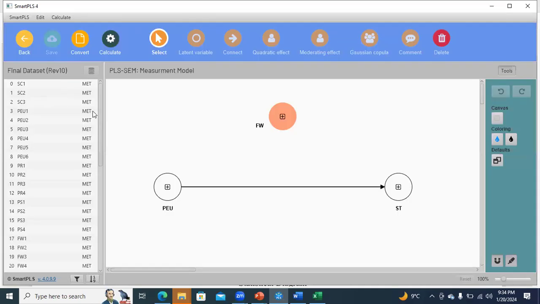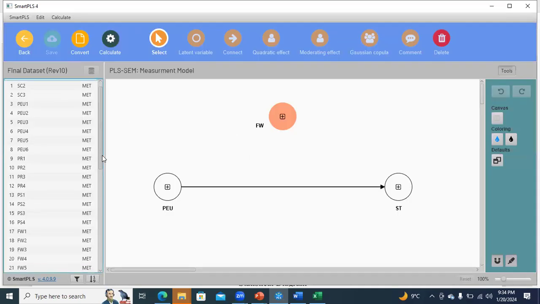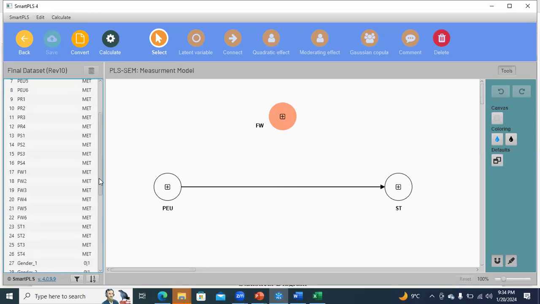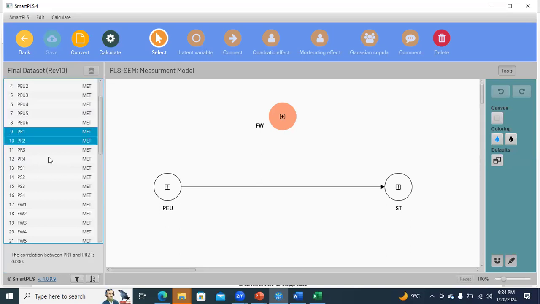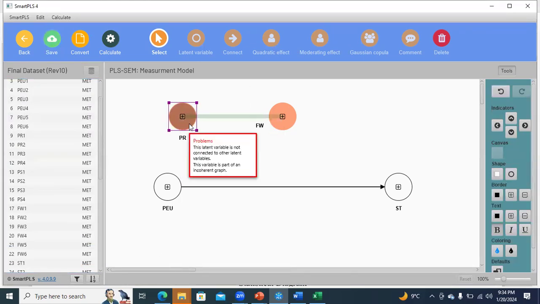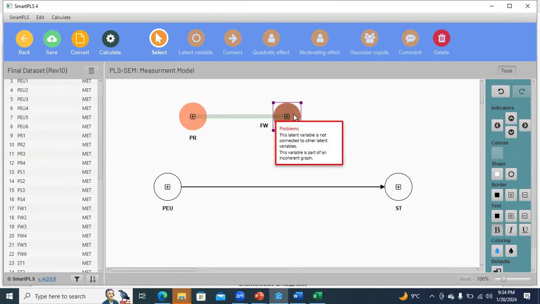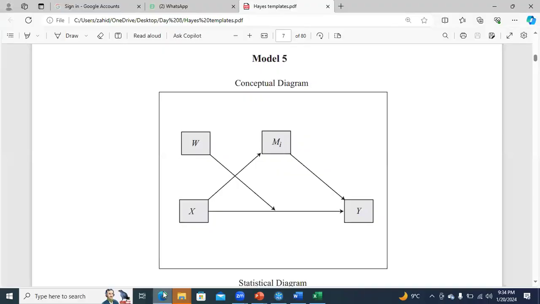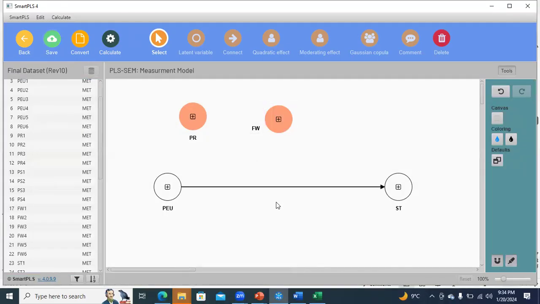Yes, measurement model. This was my measurement model. I need to put a moderating variable over here. Let's suppose that moderating variable is PR. This is an example of moderating variable PR. I need to hide its indicators. So let's suppose I want to run a similar model that looks like this one. So how can I run it?